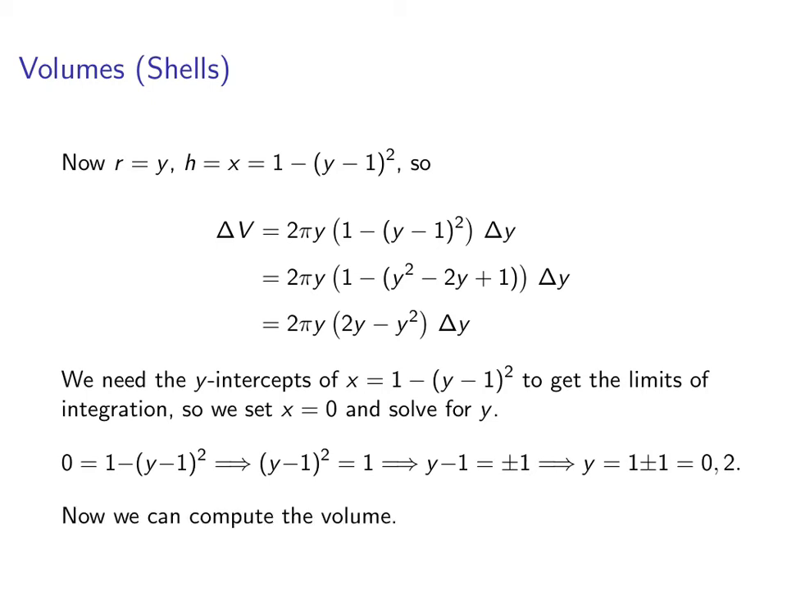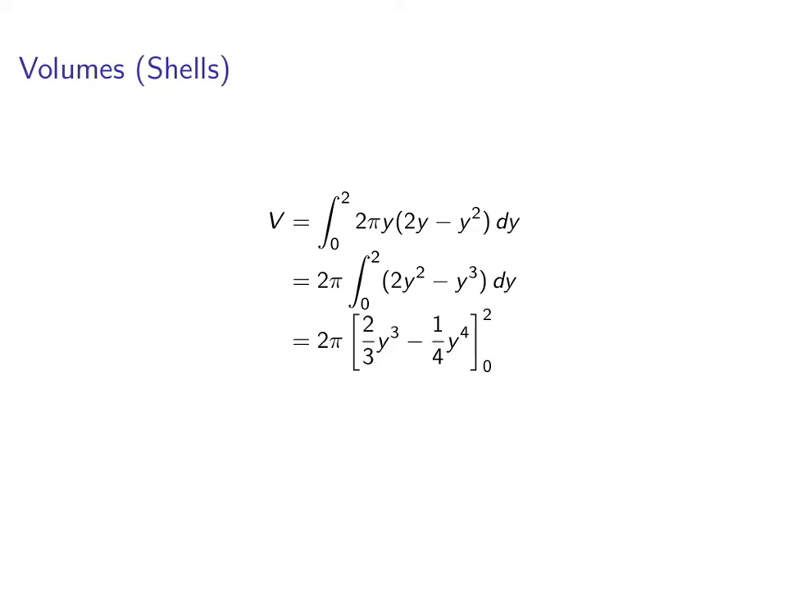All right, so those values are going to be our limits of integration, so we're ready now to compute the volume. So the volume is the integral from 0 to 2 of 2 pi times the radius times the height times the thickness. Pull out the 2 pi, distribute the y, and we get an easy integral. So we're going to go from 0 to 2 of 2y squared minus y cubed, and that's easy to work out. We're very happy to have 0 as a lower limit of integration. So we just plug in the 2, and we end up with a final answer of 8 pi over 3.